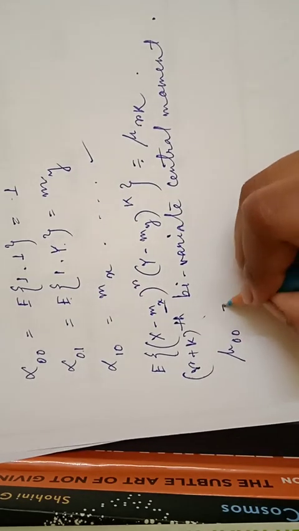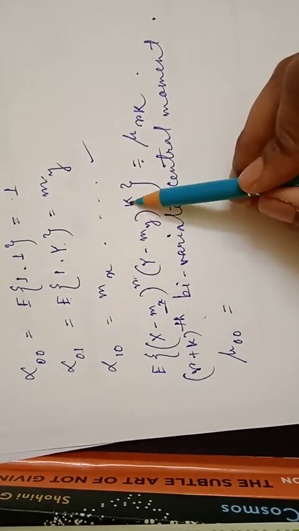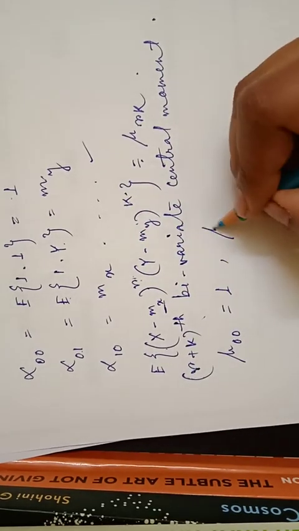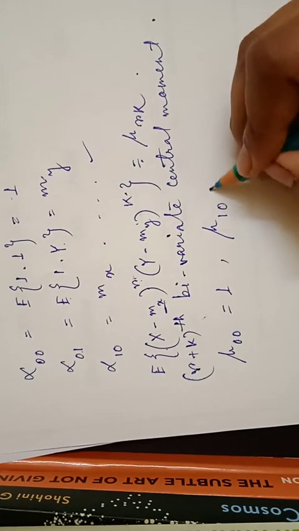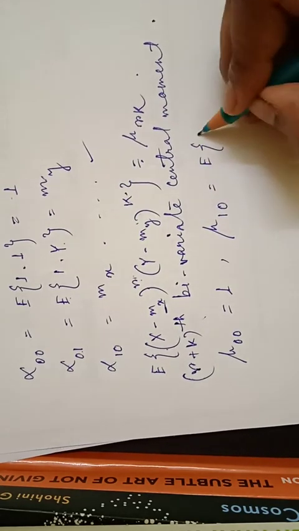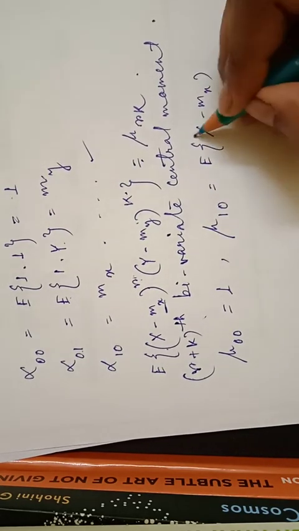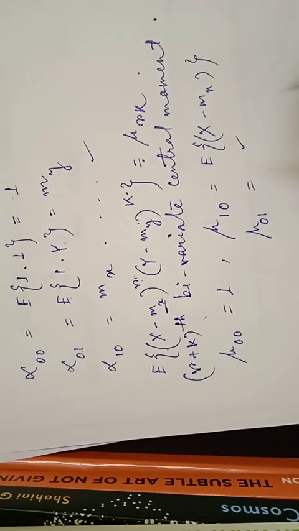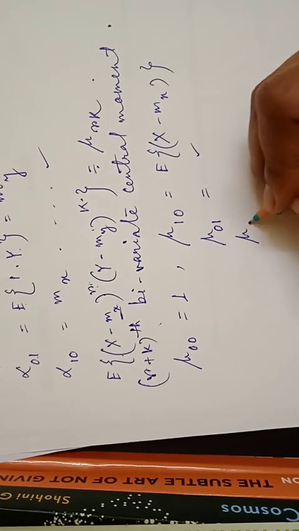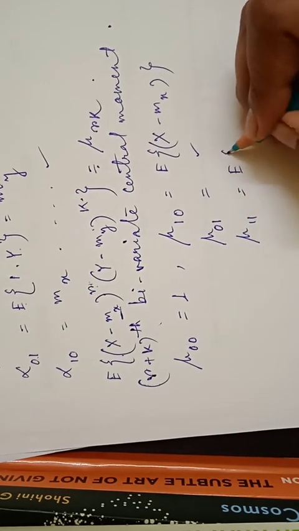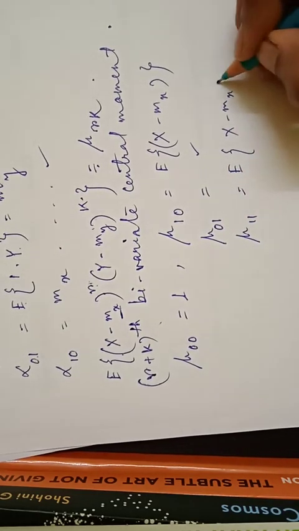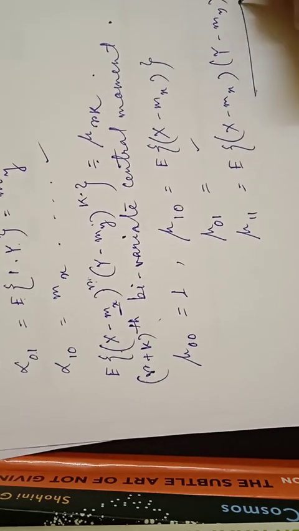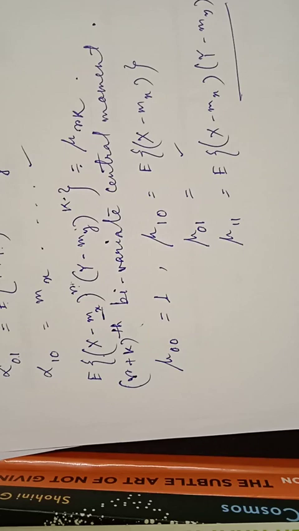So mu_00 means the expectation of 1, which is 1. Next mu_10 will give you the expectation of x minus m_x. Similarly mu_01 will also give you some value. mu_11 will give you the expectation of (x minus m_x) into (y minus m_y). Okay, these are called central moments.